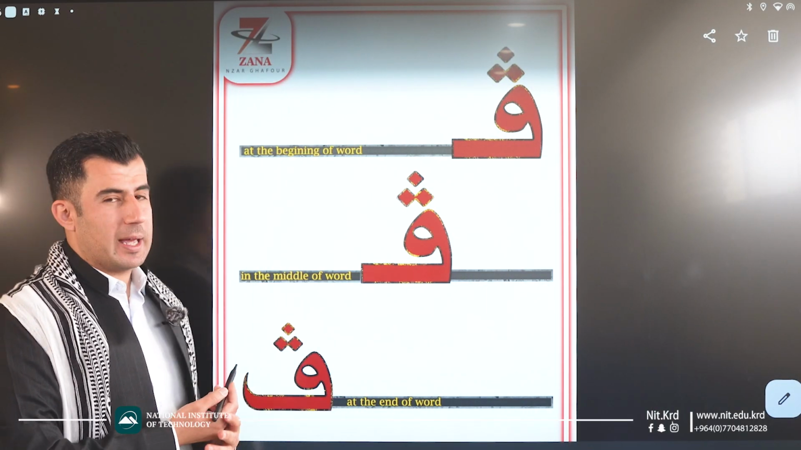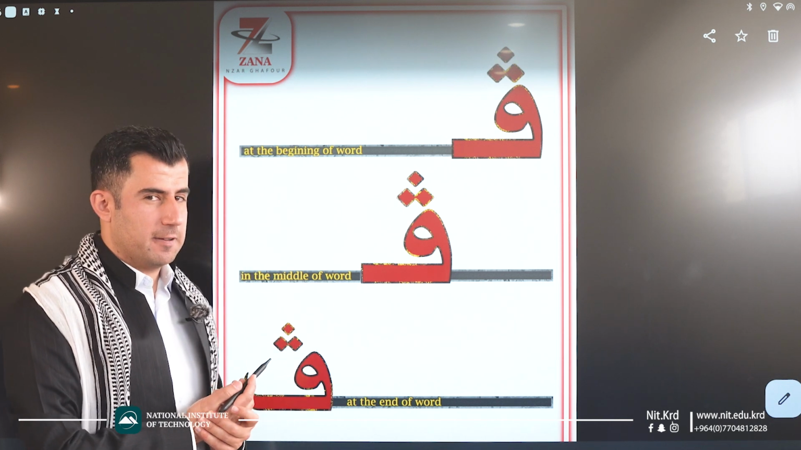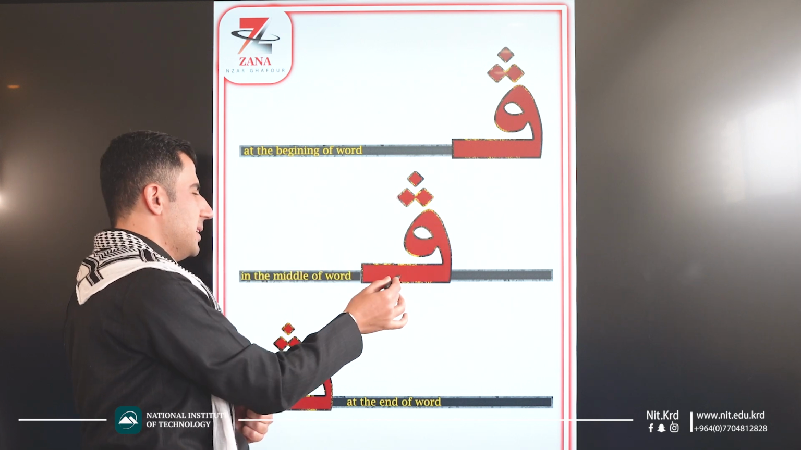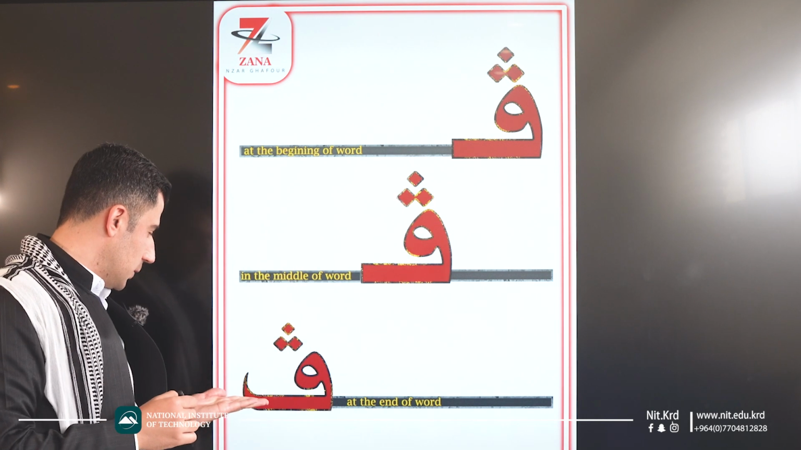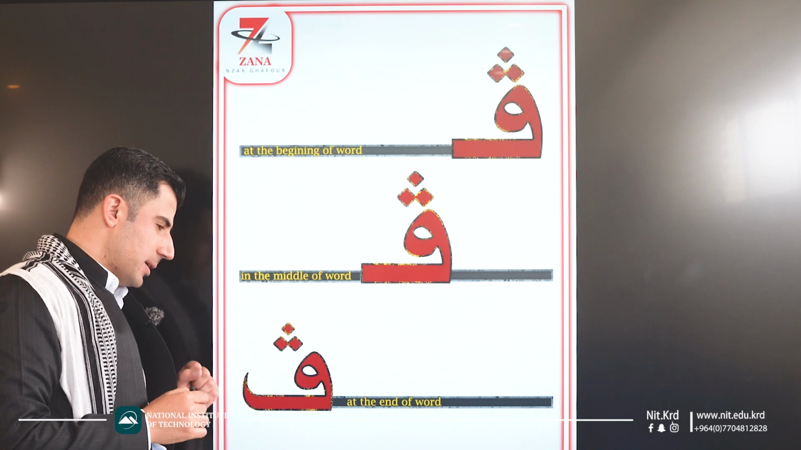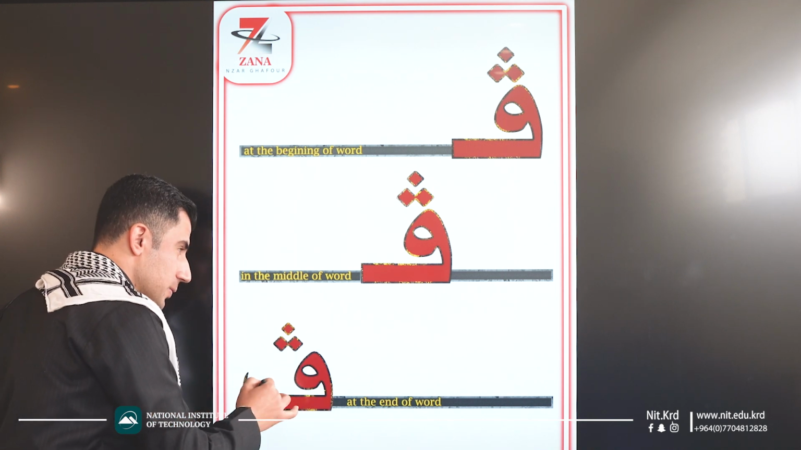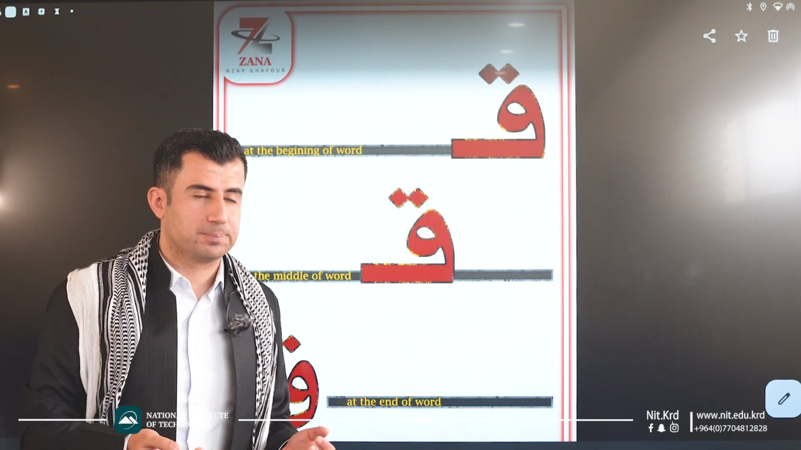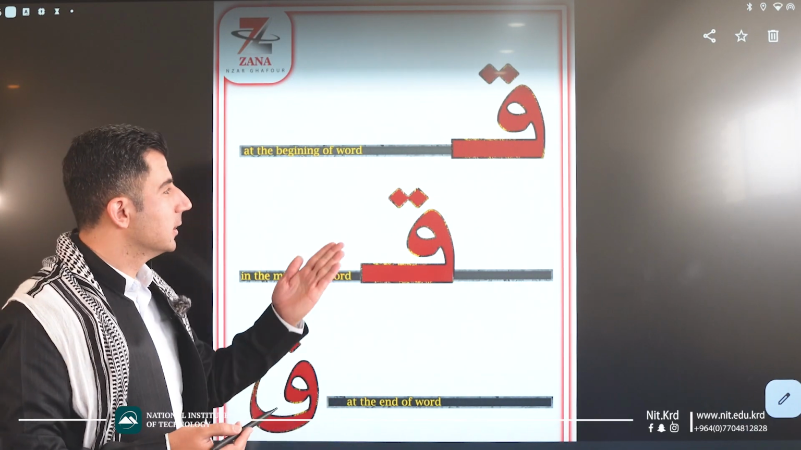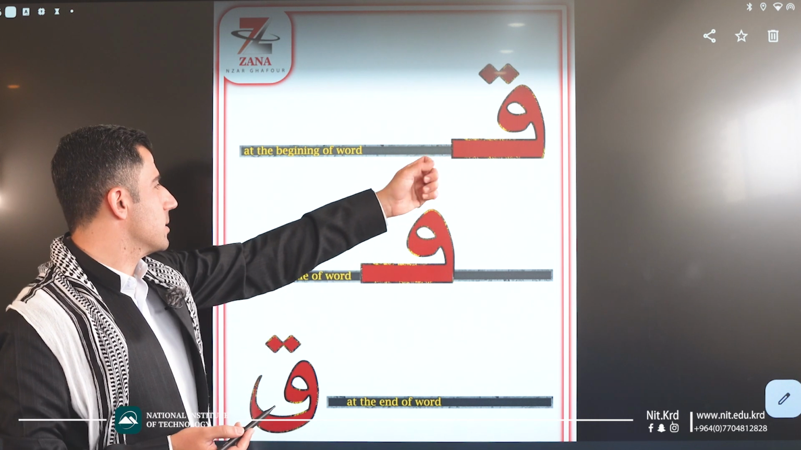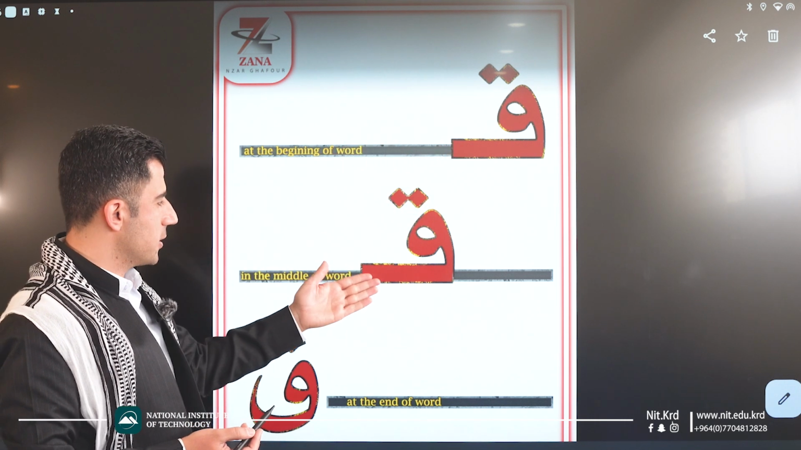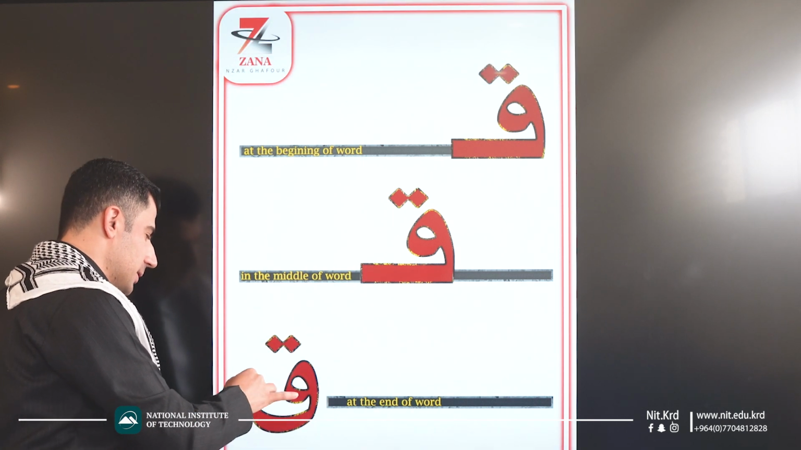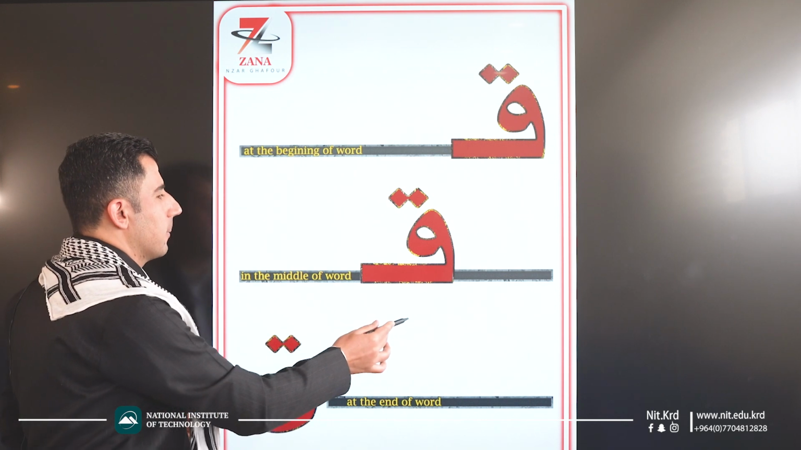After F, we have V. At the beginning of the word it is like this, in the middle it is like that, and at the end of the word it is like this. V. We have to close it. Good. After that, we have Q. This is for the beginning of the word. This one is in the middle of the word, and again we have to close it at the end of the word. This is Q.